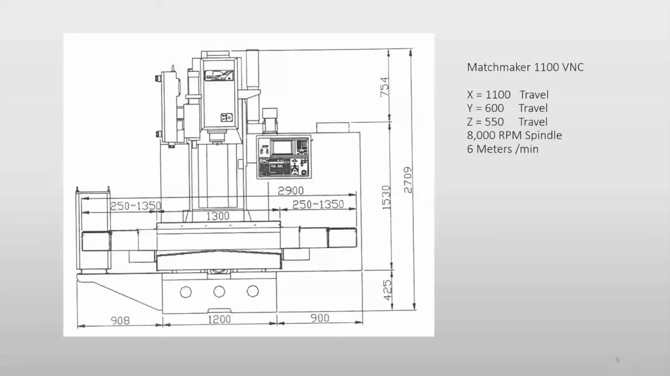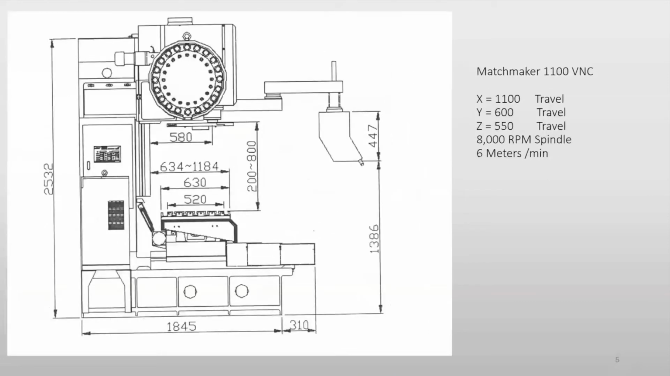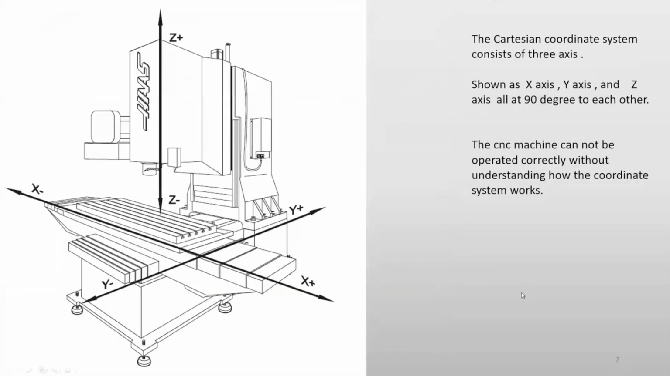For instance, this is the machine we have at the university. Whenever you buy it, it gives you this information: how much you can travel in X, Y, and Z. What's the maximum spindle speed it can do? So it's a rotational speed. And also the feed rate, how fast it can move. So it's 6 meters per minute along the workpiece. That's the maximum we can go once they are both actuated and working together. And what it means by X, Y, and Z: that's the positive X travel, negative X, positive Y, negative Y, and also positive Z and negative Z axis.